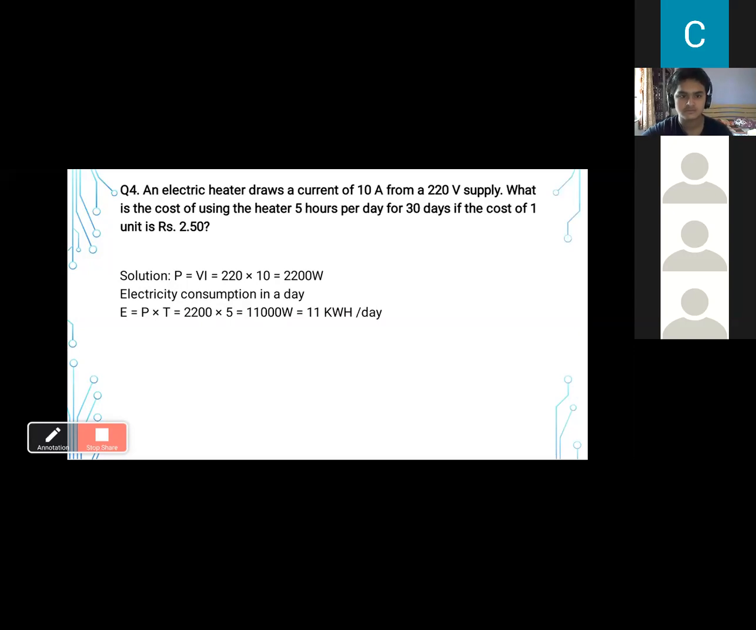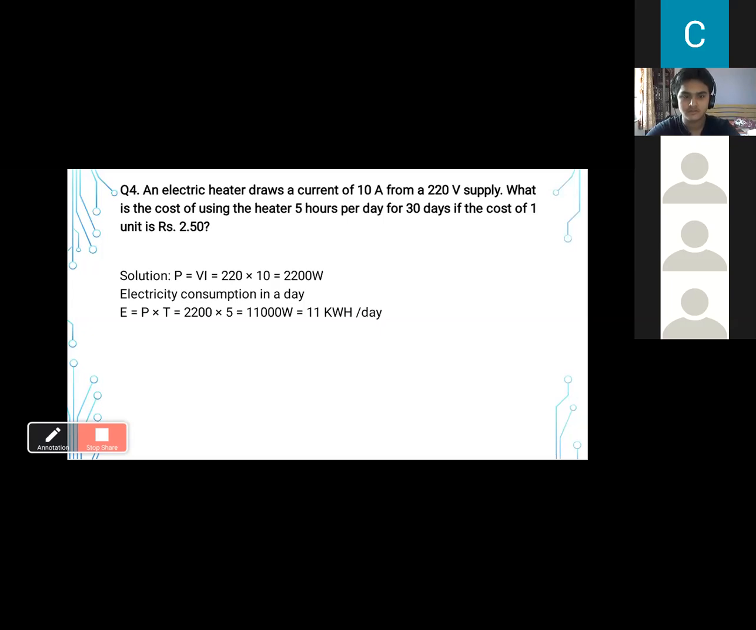Power equals V into I. So I'm going to apply the formula. Current is given to me as 10 amperes and the voltage is given to me as 220 volts. So power comes out to be 2200 watts. Now electricity consumption in a day will be how much? Power into time. So 5 hours per day they are saying. So 5 hours I'll multiply with this power. When I multiply, I'm getting 11,000 watt hours, which I can write as 11 kilowatt hour per day also.